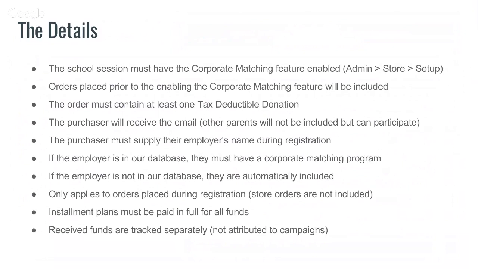Number one is a school session must have the corporate matching feature enabled. We went over that in the admin store setup. Orders placed prior to enabling the corporate matching feature will be included. So you're not missing anything if it's off right now and if you already started registration. You can do it 2 months from now, whenever you feel you're ready. Once you click that enabled button, the next day, they will start receiving the emails and the reminders and everything else.